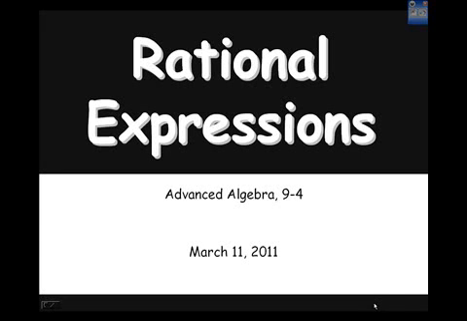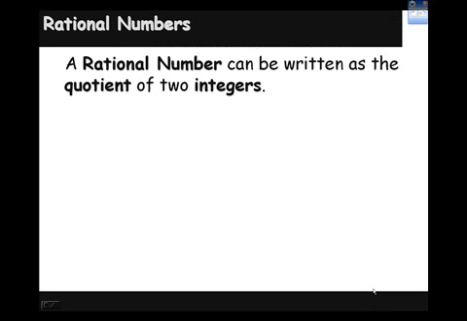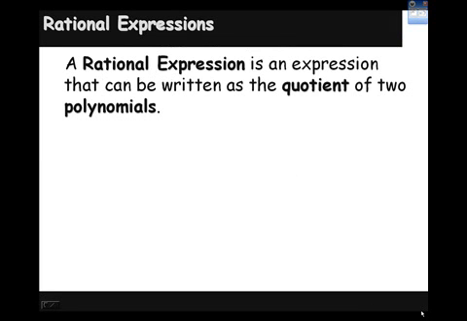This lesson is rational expressions. A rational number can be written as the quotient of two integers. These are some examples. A rational expression is an expression that can be written as the quotient of two polynomials. Here's an example.